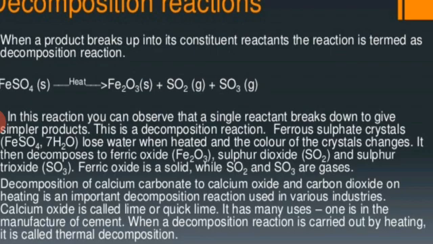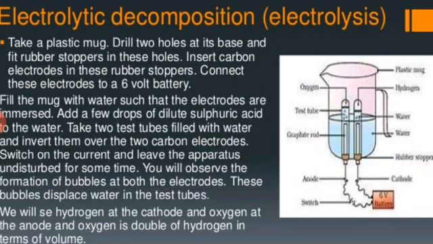Why is it called a decomposition reaction? Because we have taken a single compound and it breaks down into three compounds, that is iron oxide, sulfur dioxide and sulfur trioxide. Another type of decomposition reaction in which we are giving electricity to decompose a substance is decomposition of water.